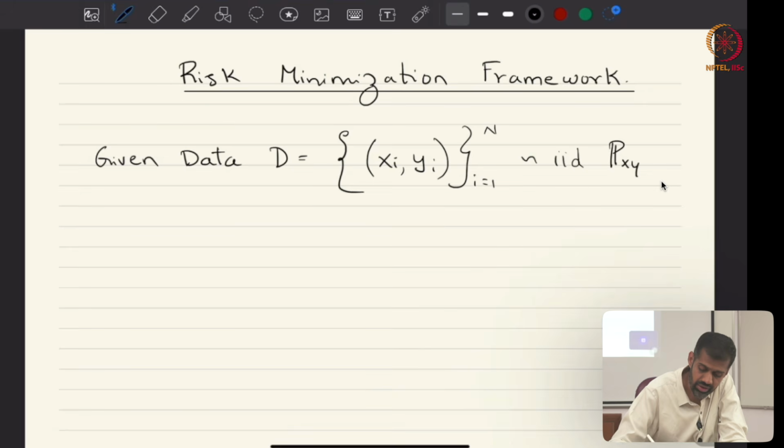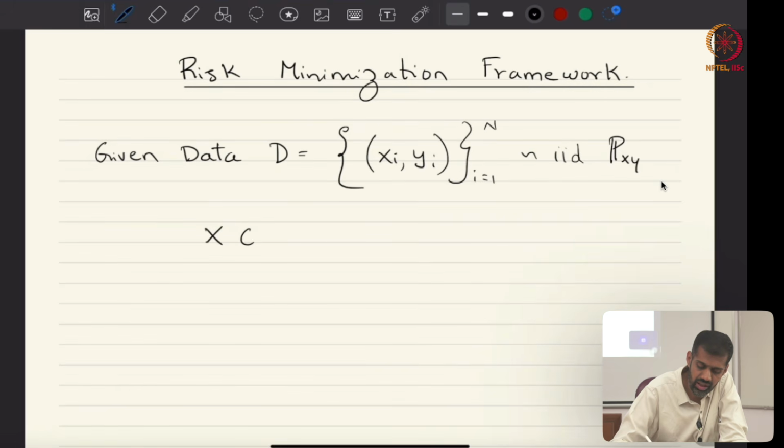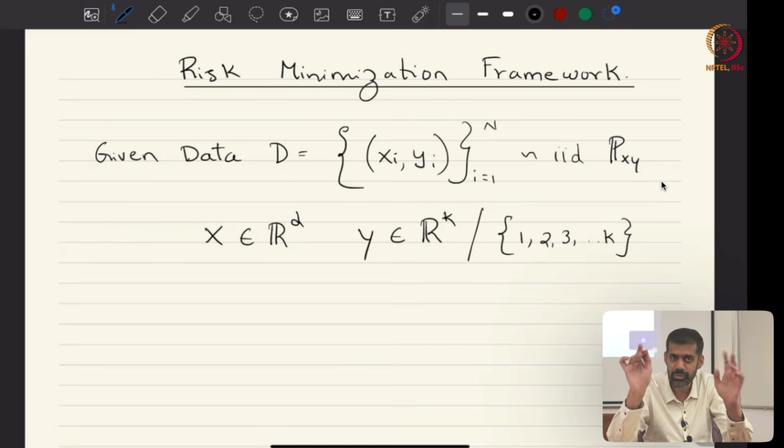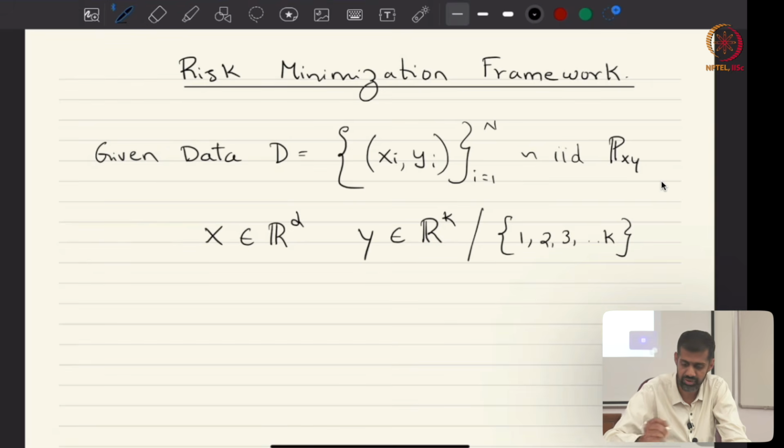This is the starting point, and in general x is in R^d and y is in R^k, or it can also be a discrete set. Depending upon what set you are operating on, the problems are called regression or classification problems, and you know that. So, we are looking at supervised learning because there is a label set, but this framework is generalizable to so-called unsupervised learning as well, as we will see.